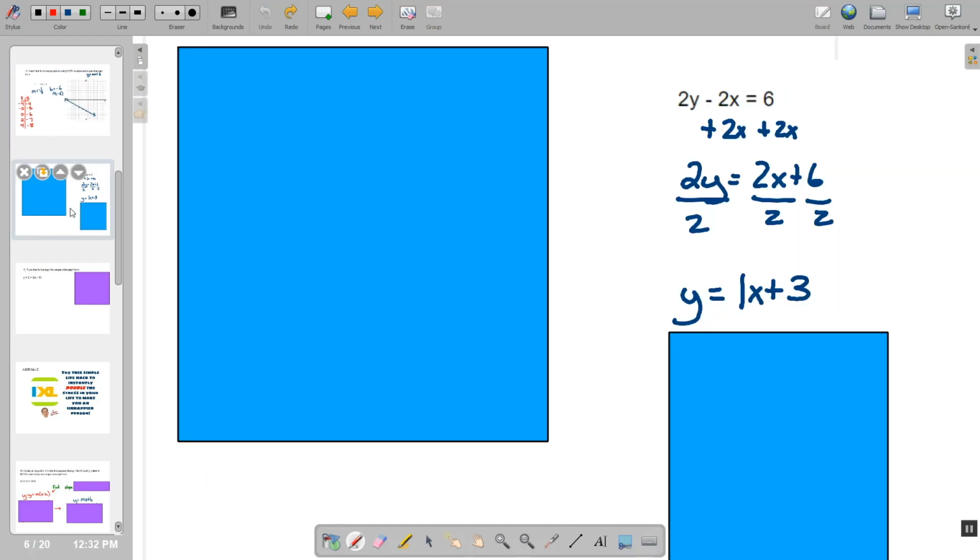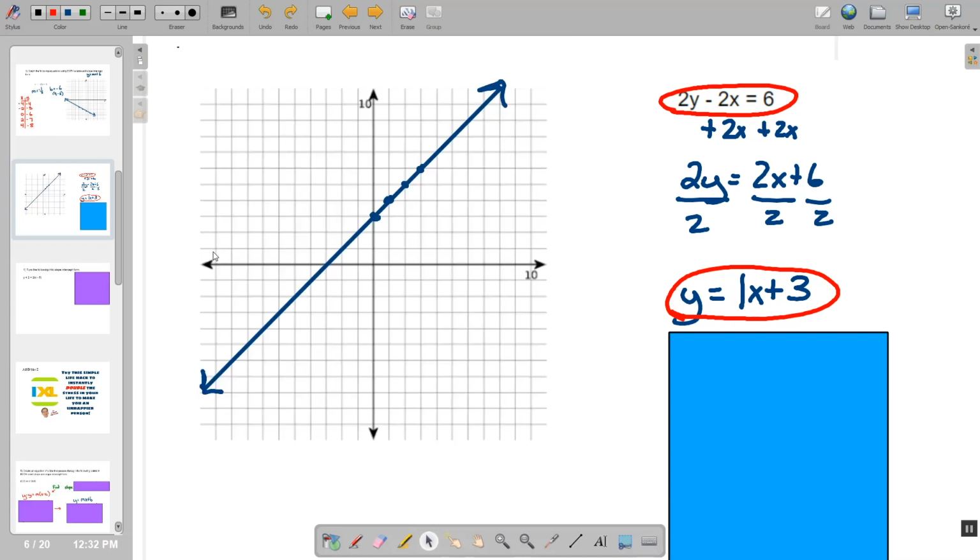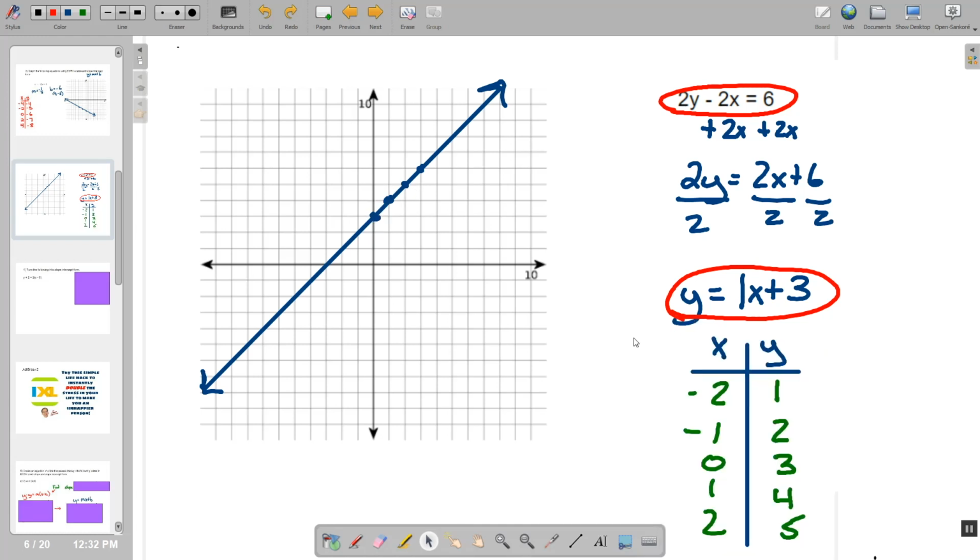Our next problem is asking us to solve and graph once again. However, this is not in slope-intercept form, or y equals mx plus b form. So I solved my equation for y, and I got 1x plus 3. Once I have 1x plus 3, I can graph it just like I did before. B being 3, our slope of 1, helping us find every point. And from there, I can make my table pretty easily by just picking points right off the graph.